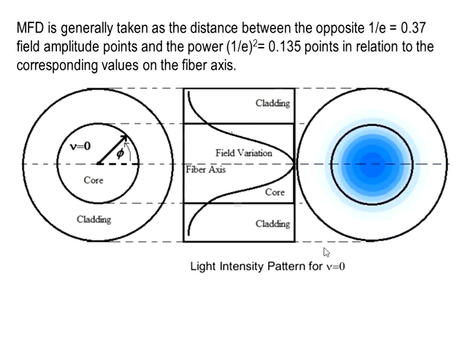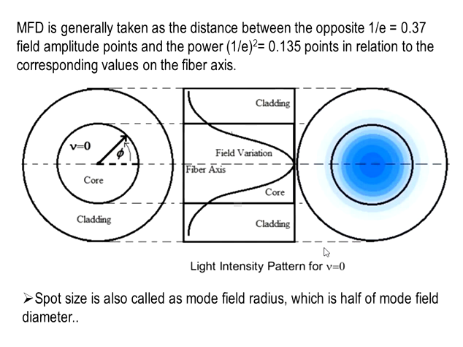Another parameter which is directly related to the mode field diameter of the single mode fiber is spot size. It is also called the mode field radius. Hence, mode field diameter is equal to twice the spot size. Therefore, we can say this mode field diameter is analogous to the core diameter in multimode fibers.